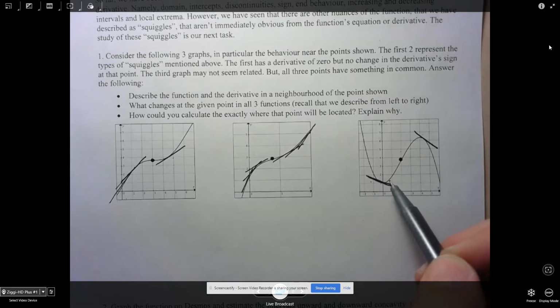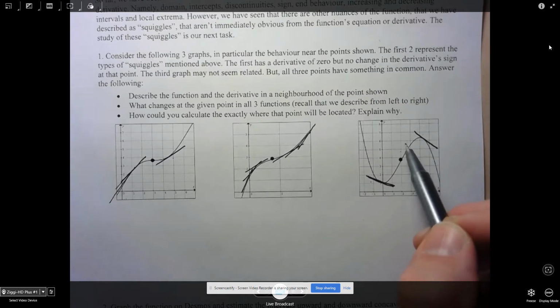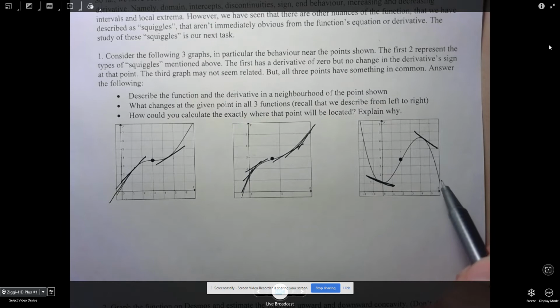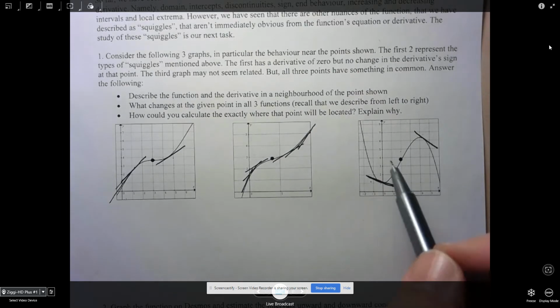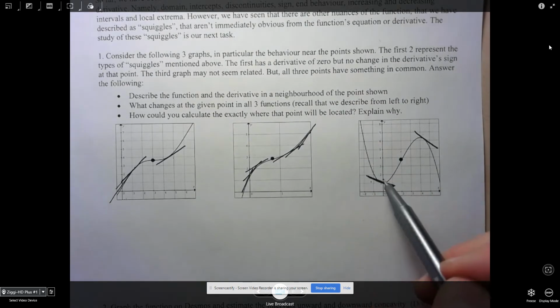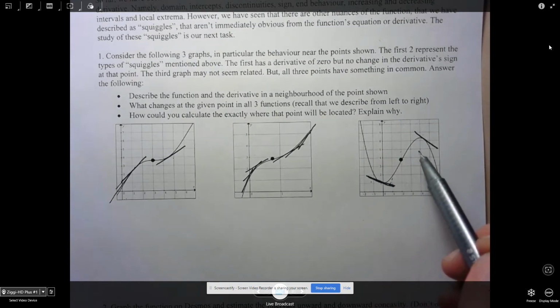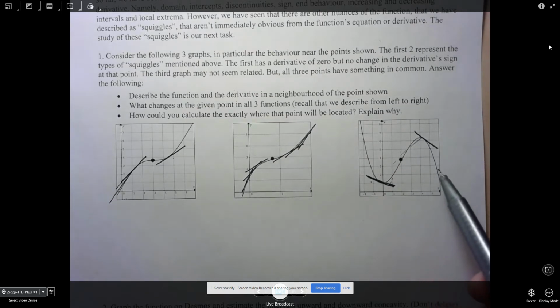And then what happens at this point? They start to get smaller, less positive, till they get to 0. And then they start becoming negative. Even though they become steeper, they're becoming more and more negative. In other words, the numbers are becoming smaller. And so we seem to have our key: when the derivatives are increasing, the function is concave up, and when the derivatives are decreasing, the function is concave down.